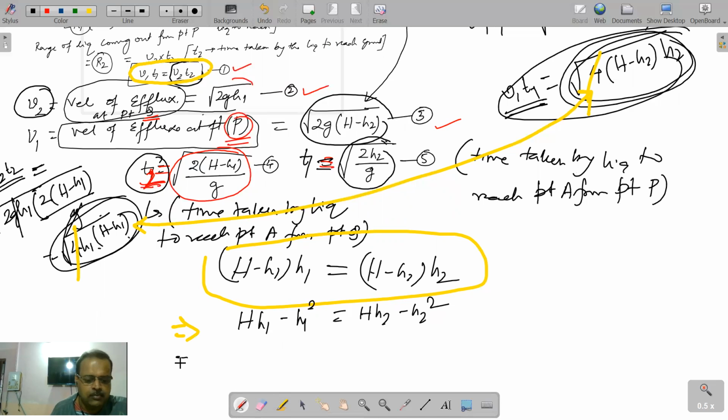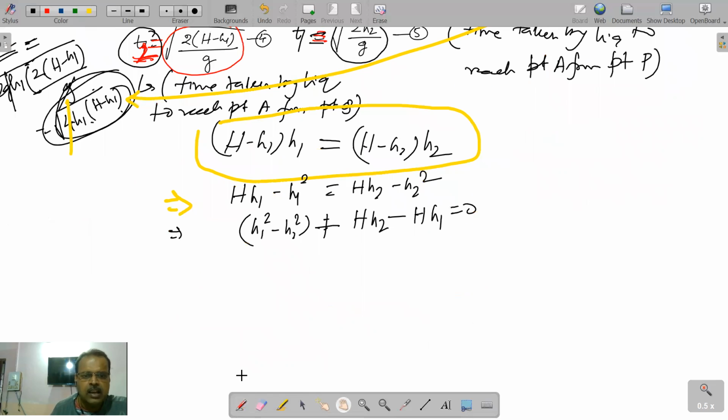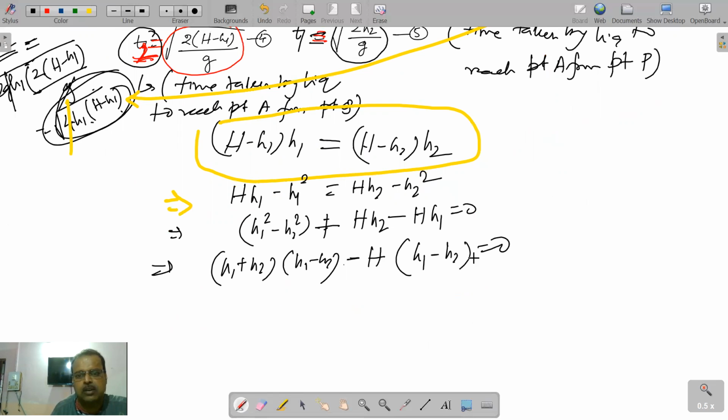So taking it to this side, what will happen? Then it will be h1 square minus h2 square on one side, and on this side it will be minus h into h1 plus h into h2, that means h into h1 is equal to 0. This will come. Now let's take common once, that means h1 into h2 is equal to h1 minus h2. So we have to factorize, that is a square minus b square form, and here we just see how it comes. Here you can take h common, so it comes down to h1 minus h2 is equal to 0.